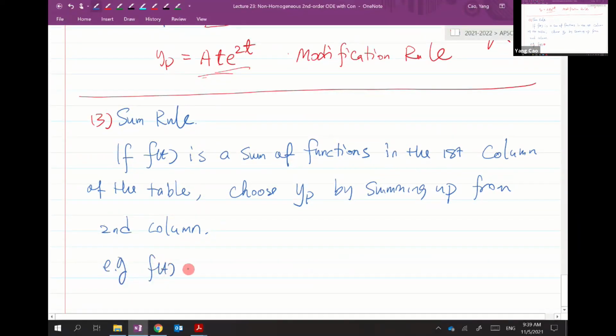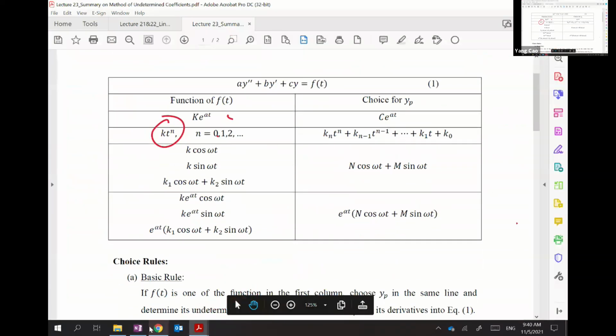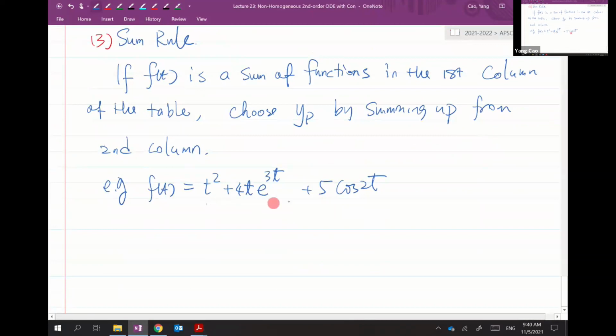Let's say f of t is equal to t squared plus 4t e to the power of 3t plus 5 cosine 2t. Very complicated, huh? There are 3 terms here. So first you look at f of t. There are 3 terms, so you deal with each one of the terms separately.